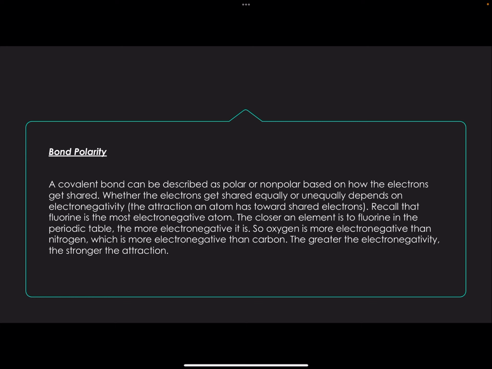You would have covered this in first semester chemistry when you talked about chemical bonds and periodic trends. Recall that when it comes to electronegativity, fluorine is our most electronegative atom. So the closer an atom is to fluorine in the periodic table, the more electronegative it is. For example, oxygen, which is right next to fluorine, is more electronegative than nitrogen, which is more electronegative than carbon. The greater the electronegativity, the stronger the attraction that individual atom has for electrons.